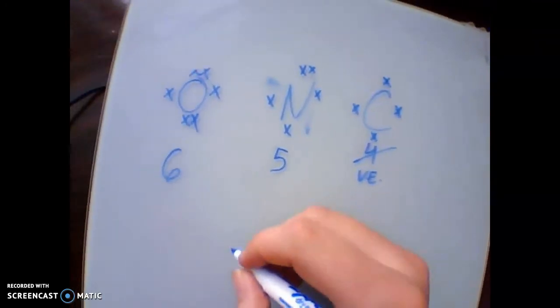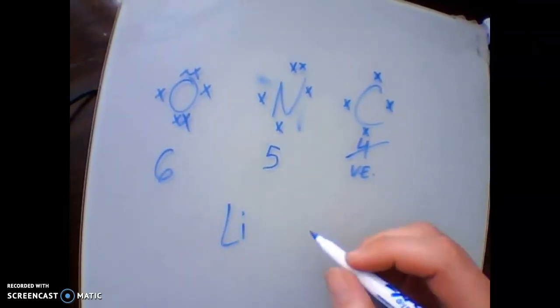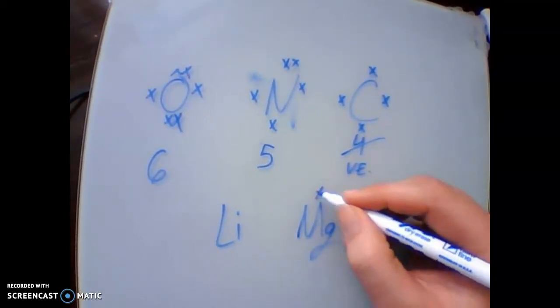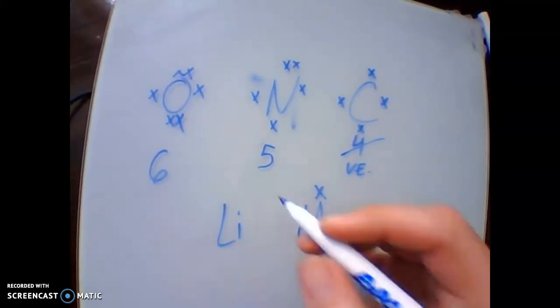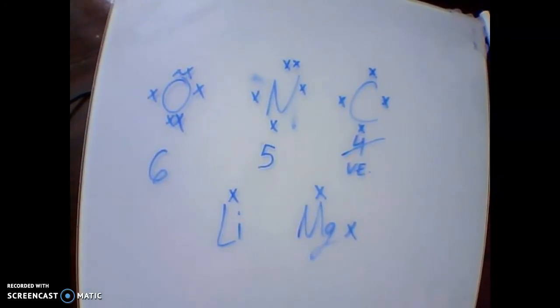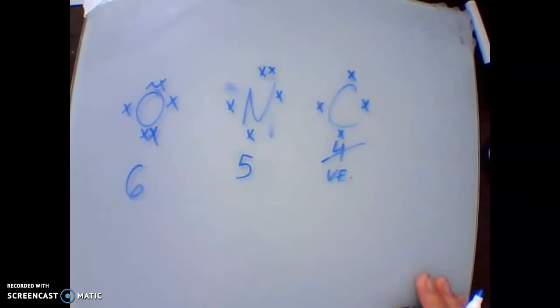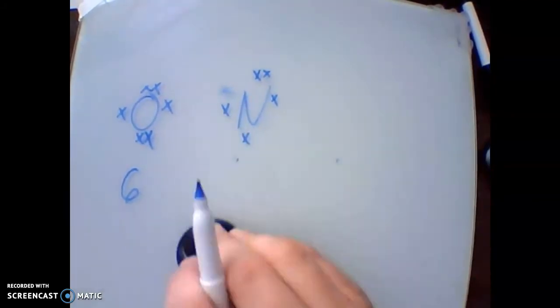The smaller atoms, like lithium or magnesium. Magnesium has 2. 1, 2. Ta-da! Lithium has 1. 1. I can't remember that one off the top of my head. So, that's that. The other part of Lewis dot structures is trying to actually connect them to each other.